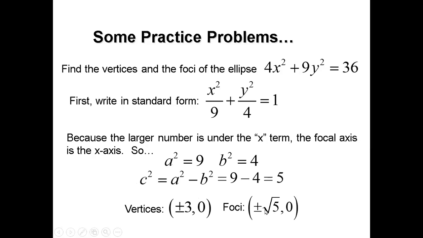Sir, why is it positive negative square root of 5? Because the value of c squared is 5. Therefore, the value of c is the square root of 5.